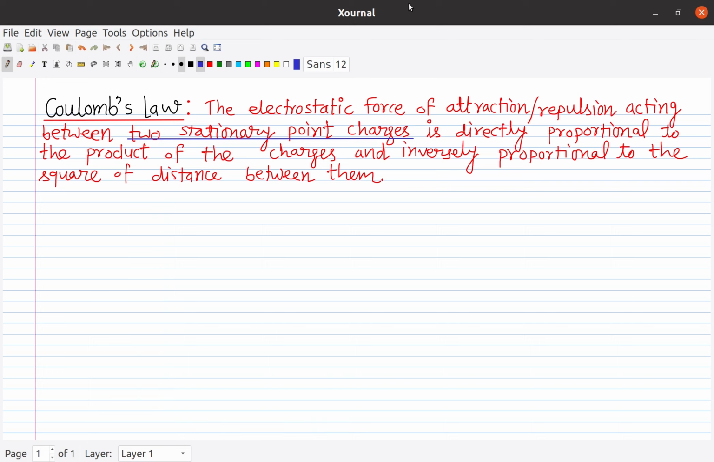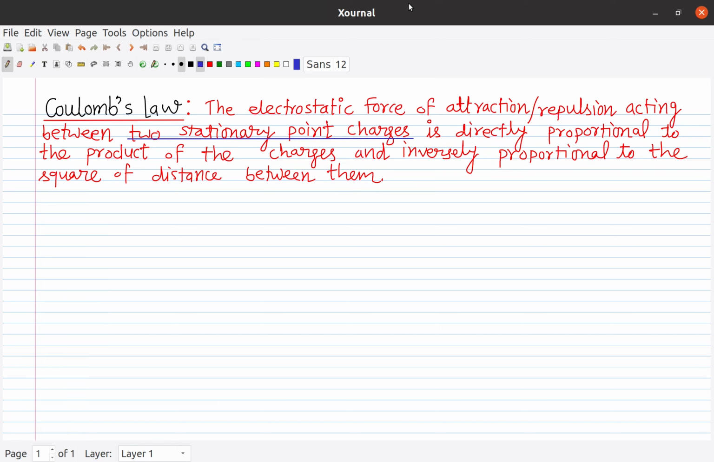So today we are going to discuss Coulomb's law. The statement I have already written here: the electrostatic force of attraction or repulsion acting between two stationary point charges is directly proportional to the product of the charges and inversely proportional to the square of distance between them.